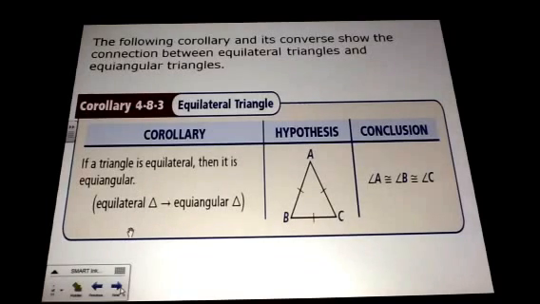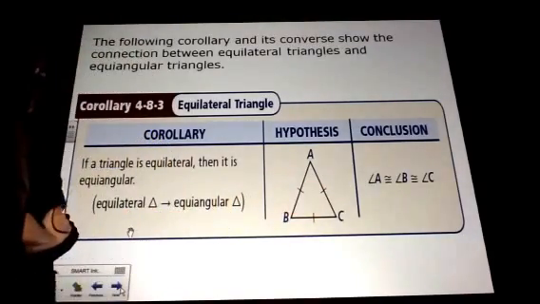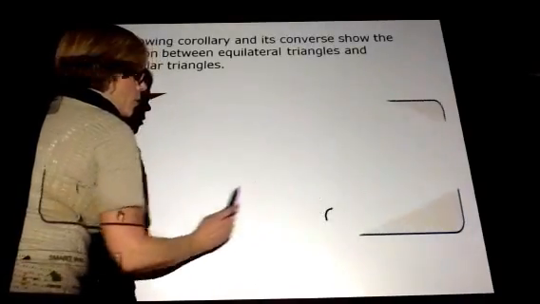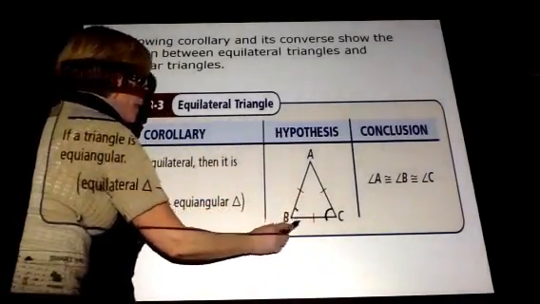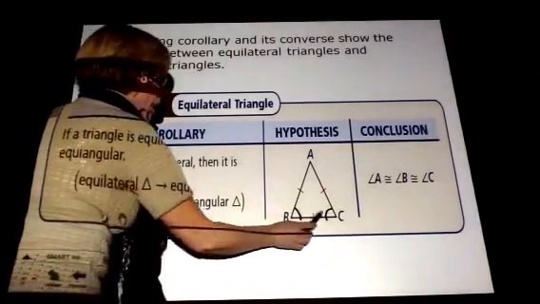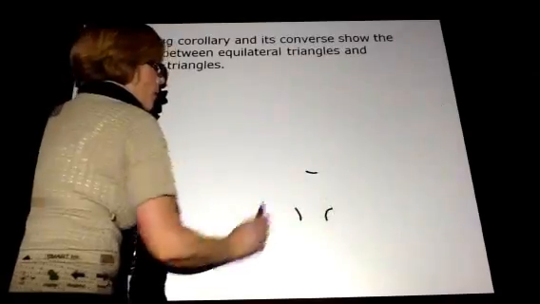Okay, the following corollary and its converse show the connection between equilateral triangles and equiangular triangles. If a triangle is equilateral, then it is equiangular. How do we know that? Because if all sides are congruent, then you know that the side opposite this is congruent to the side opposite this because of your isosceles triangle theorem. Okay? So if these sides are congruent, because of your triangle angle sum, you also know that that one is congruent.